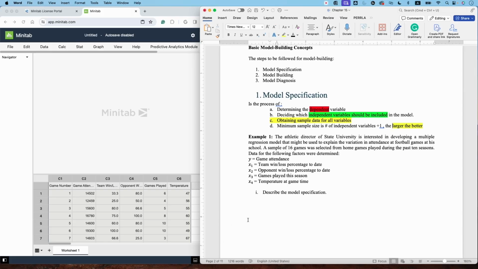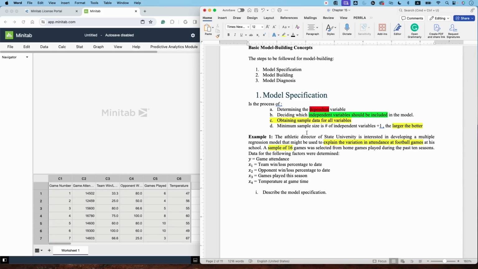We have an athletic director in a university who is developing a multiple regression model to be used to explain the variation. Again, we are trying to explain the variation in the attendance at the football games. So this is my dependent variable, game attendance. We would like to build a multiple regression model to explain variation in the attendance at the football games, right? And we have a sample size.